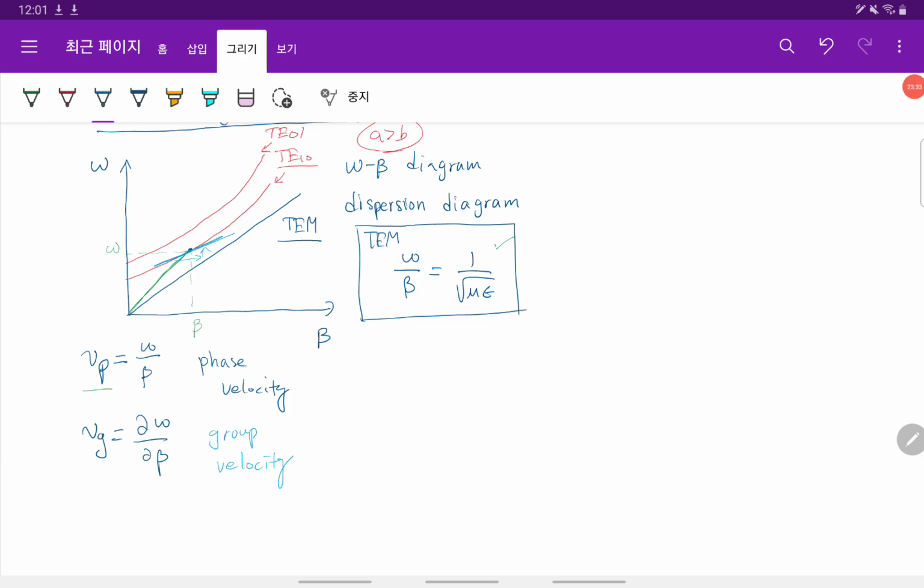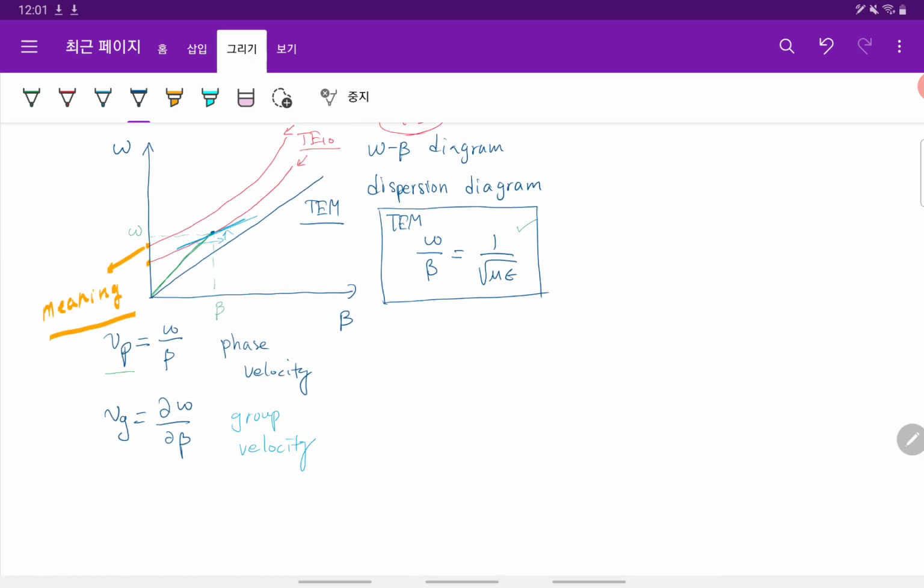One thing I want you to think of is, what is the meaning of this point? What is the meaning of this? Just think about it. I will assign a homework, so you will easily understand what it means. I want you to think of it by yourself.